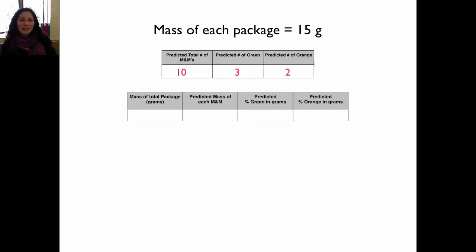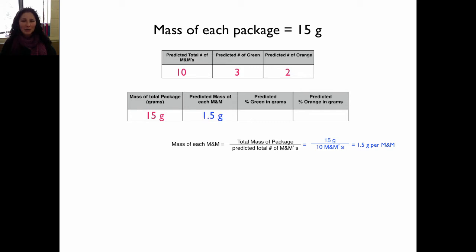Now we're going to calculate the predicted mass of each M&M using our predicted values and the fact that each package has approximately 15 grams of M&Ms. So to calculate the predicted mass of each M&M, you just take the total package's mass divided by the number of M&Ms you predicted. In my case, I would get 1.5 grams per M&M, and I would put that in the box.